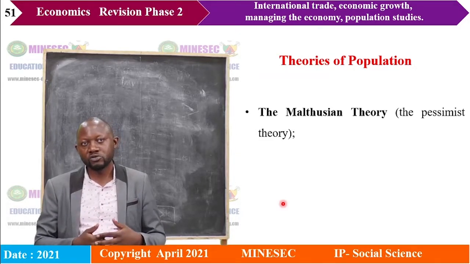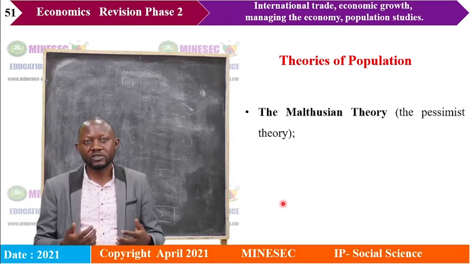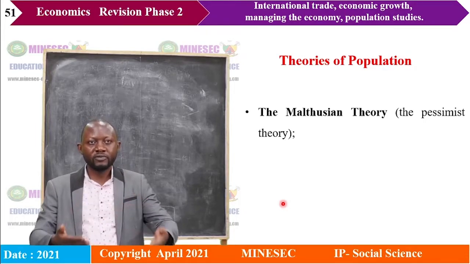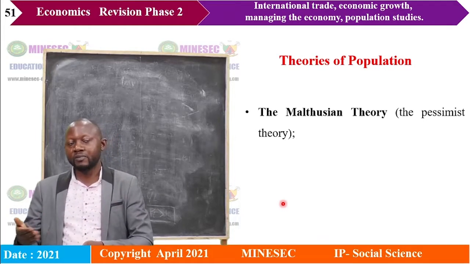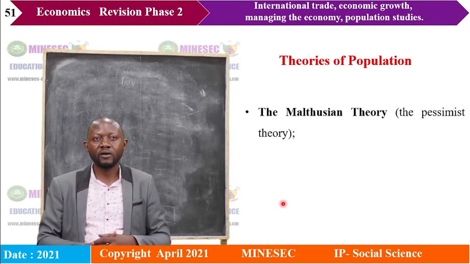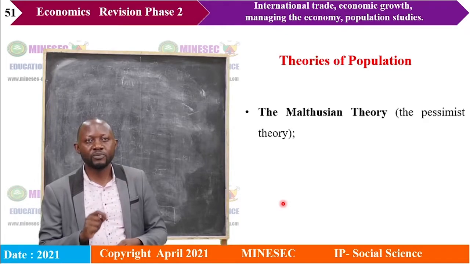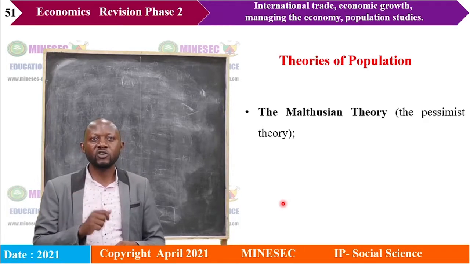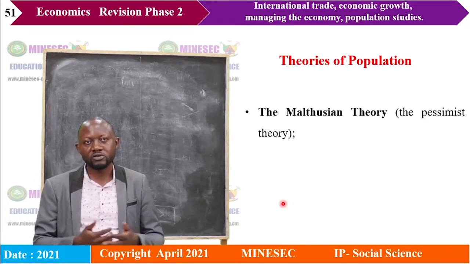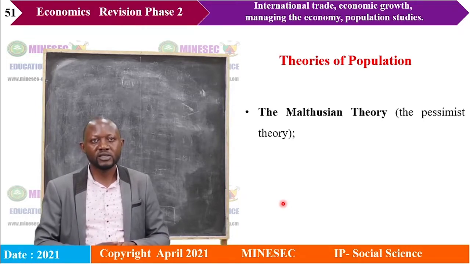He proposed preventive checks, which were those things that could retard the population from increasing, like late marriages, celibacy, family planning. And he equally says if countries do not impose these preventive checks, nature will provide positive checks through wars, natural calamities, and so forth.